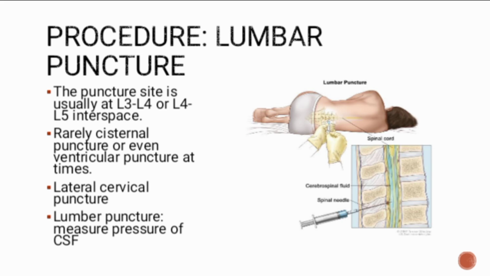Procedure. CSF is collected through a procedure called a lumbar puncture, commonly known as a spinal tap. This is done at the L3-L4 or L4-L5 level of the lower back, below the spinal cord, to avoid injury. A needle is inserted into the space to collect cerebrospinal fluid, and we also measure its pressure during this procedure. The image shows the exact site where the lumbar puncture is performed. You can see how the needle accesses the subarachnoid space to draw the fluid. Rarely, cisternal puncture, ventricular puncture, or lateral cervical puncture are done at times.